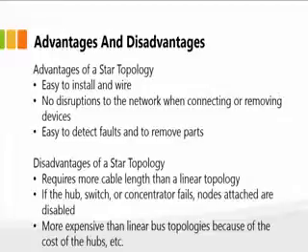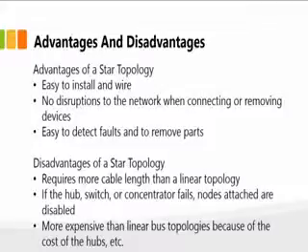The advantages and disadvantages of the star topology: it's easy to install, no disruptions to the network, easy to detect faults and to remove parts. But there are also disadvantages. It requires more cable length, because you can imagine that within the star you have cables coming from one computer to the switch, to the centralized device, and then additional cables going out as well.